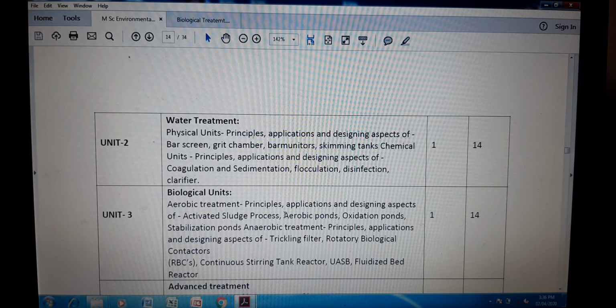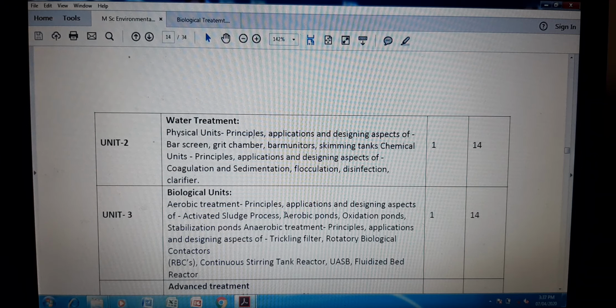aerobic treatments such as activated sludge process, aerobic ponds, oxidation ponds, stabilization ponds, and anaerobic treatment such as the trickling filter, rotating biological contactors, continuous stirring tank reactor, UASB, fluidized bed reactor, their principle, application and the designing aspects, as well as their advantages and disadvantages, merits and demerits.